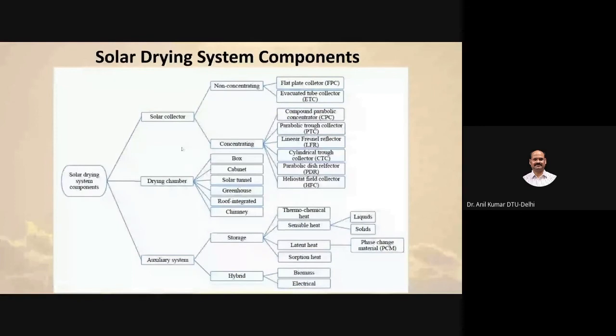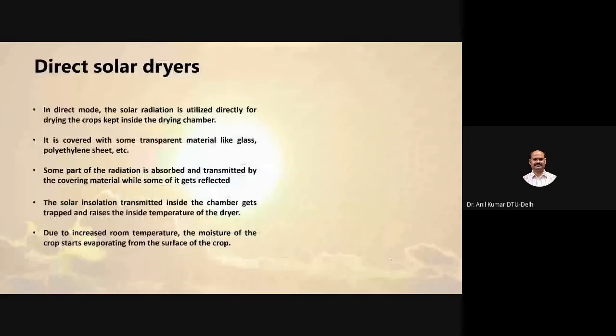The non-concentrating flat, evacuated, compound parabolic and all these are solar thermal energy conversion technologies. The storage can be thermochemical, sensible heat liquid or solid, latent heat, absorption, or phase change material. The solar hybrid drying system could have storage, biomass, electrical, and these are all. Okay, now let me come to this.